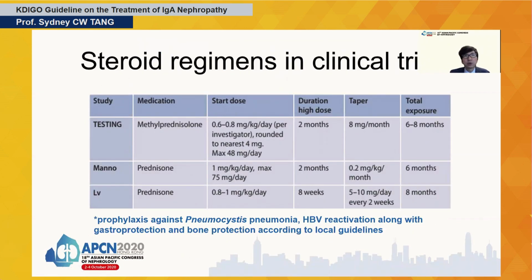Nevertheless, the guideline also provided the steroid regimens used in clinical trials, including those in TESTING, and also an Italian trial, and another trial from China. But regardless of any regimen, I think it's worth noting that any patients who are put on a prolonged course of moderate or high-dose corticosteroid should receive prophylaxis against pneumocystis pneumonia and hepatitis B reactivation, along with gastroprotection or even bone protection according to local guidelines.